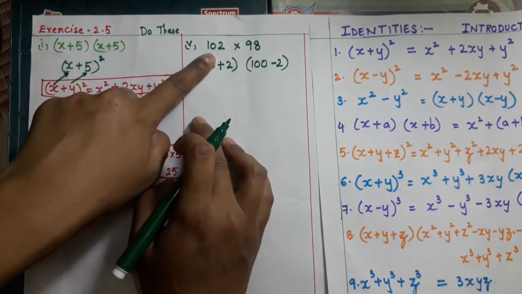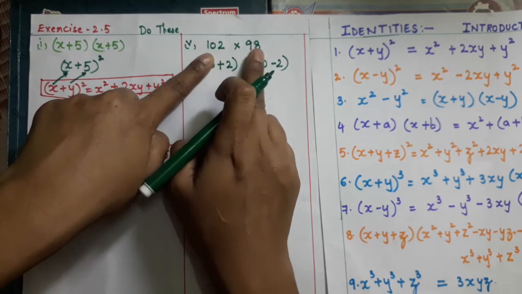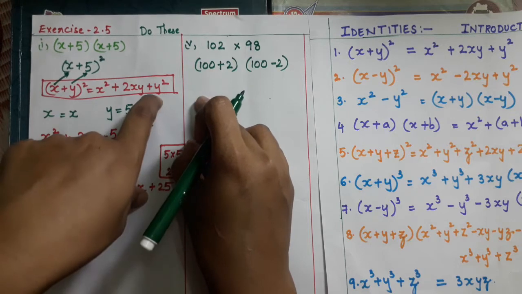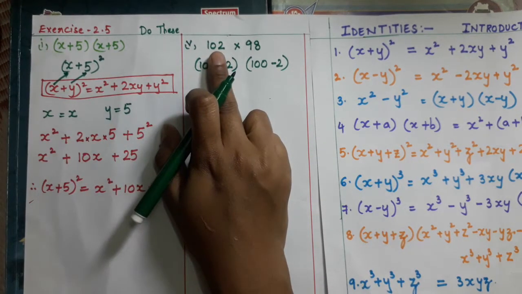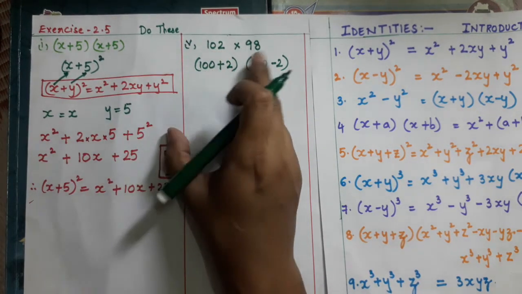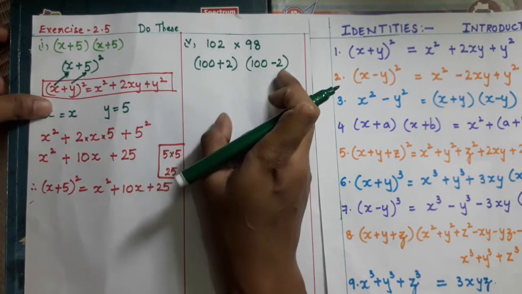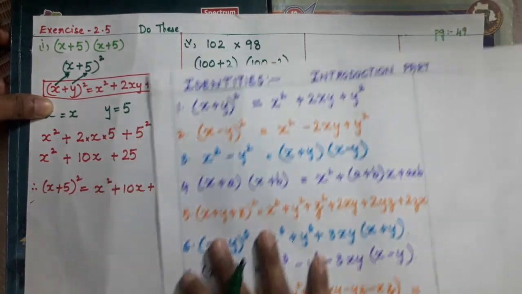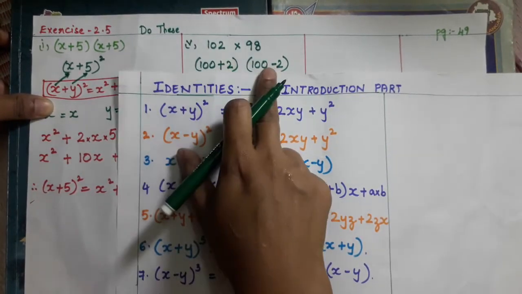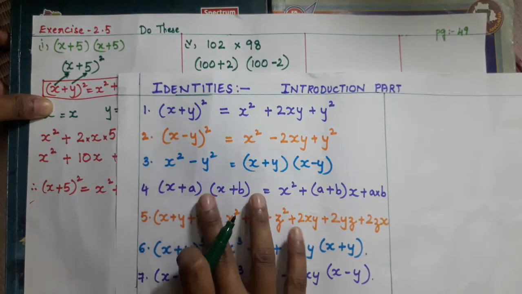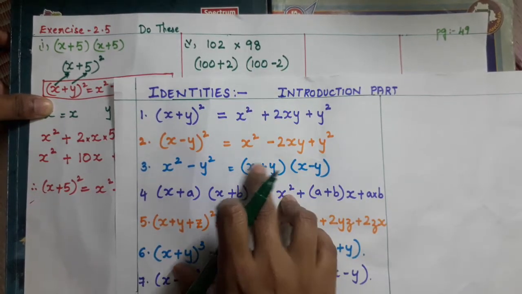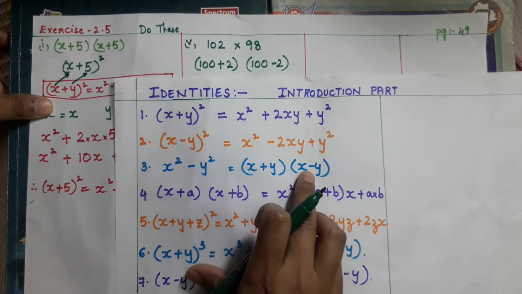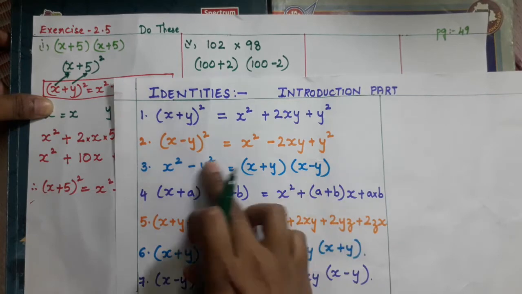Here you should not multiply directly children, we have to do it along with the formula only. We have to use an identity here. So 102 we can write as 100 plus 2, and 98 we can write as 100 minus 2. Now which identity can we use here? See, one is plus and one is minus, and there is no square. Here we don't have any square. 100 plus 2, 100 minus 2. So we can take this third identity.